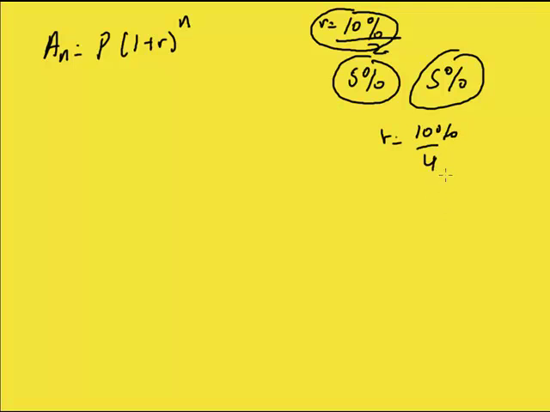And if you do that 12 times a year, the rate will be 10% divided by 12. So A equals principal times (1 plus R divided by N), where N is the number of times you compound, raised to the power N times T, where T represents time. So that's my formula.